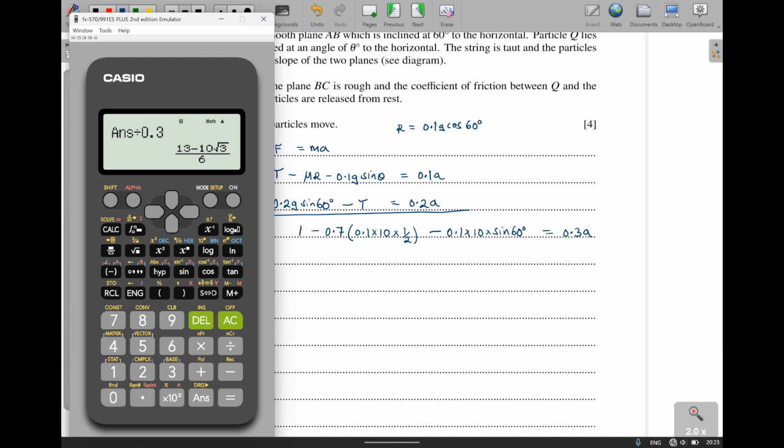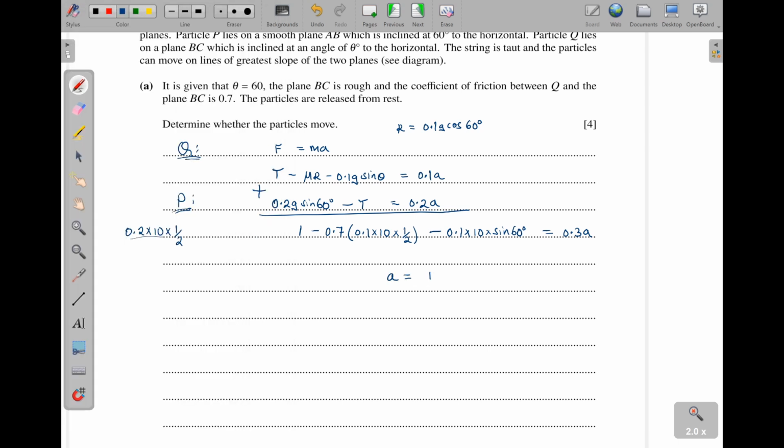So I can say the acceleration is equal to 13 minus 10 root 3 over 6 meters per second squared. Then you can conclude that since there is acceleration, the particles move.